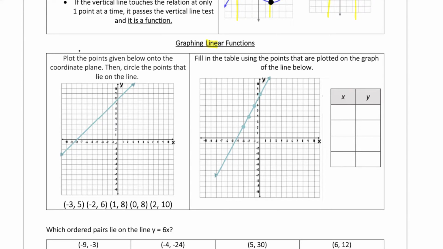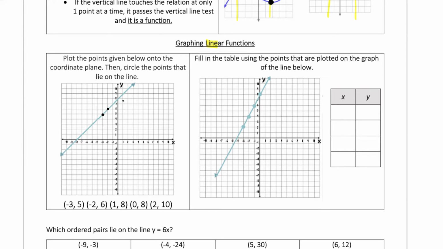So in the first example, it says plot the points given below onto the coordinate plane. Then circle the points that lie on the line. So I've got these 5 sets of points. We reviewed how to plot ordered pairs last video, so go ahead and pause the video and try plotting these on your own and press play to check your work.